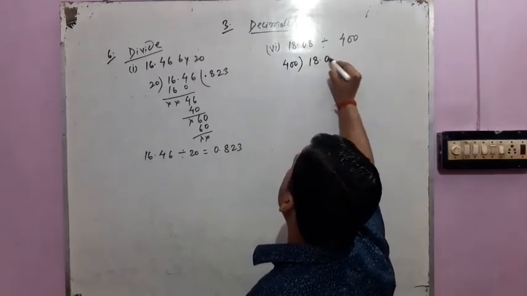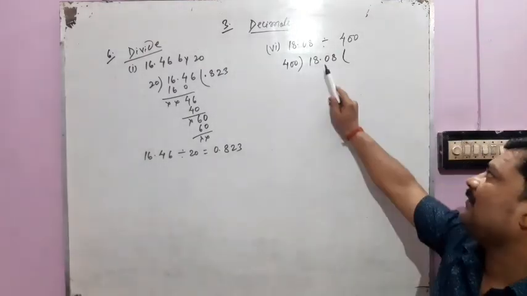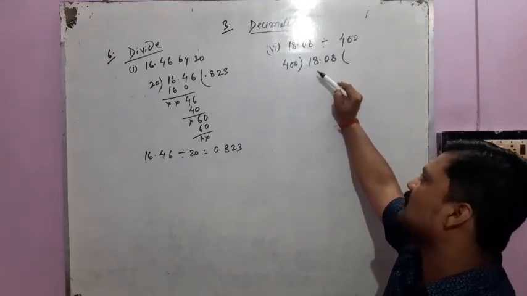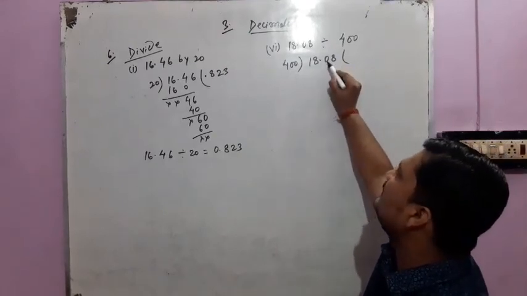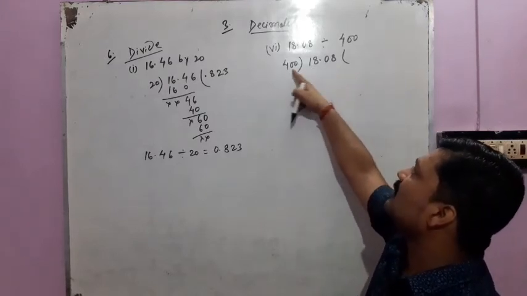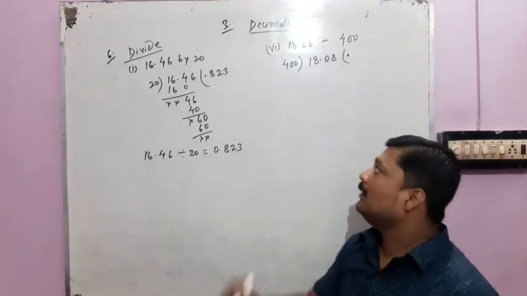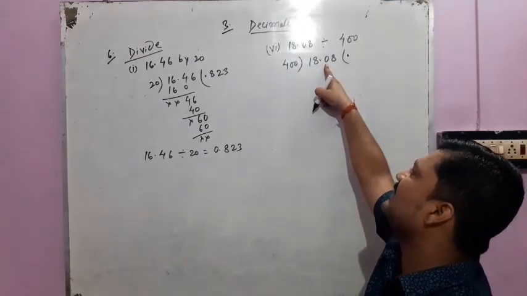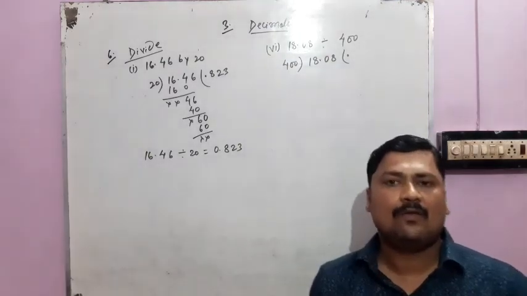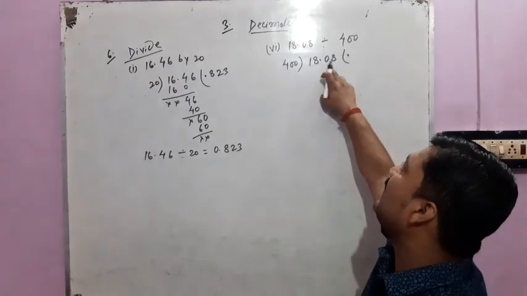and 18.08. Now what is the digit before the decimal here? 18. As we know 18 is less than 400, so we have to take the digit after the decimal also. Now after the decimal, what is the first digit? 0. Now the 3 digits make the number 180. When we take the digit after the decimal, first we have to place the decimal here. But 180 is also less than 400, so 180 is not divisible by 400. So we have to take one more digit.